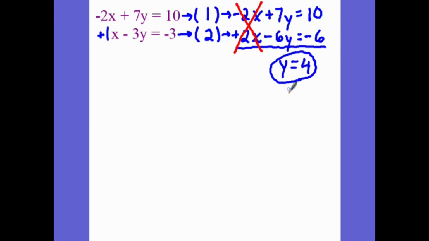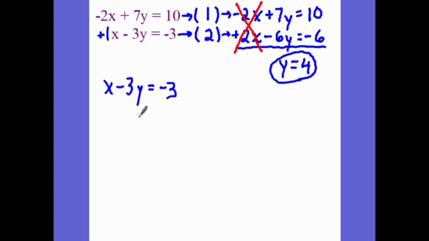My next step is to go back into one of the two original equations. I don't care which one. However, I'm going to tell you it's going to be easier if you have a letter without a number touching it, or in our case with a 1 touching it. So we're going to pick that bottom equation because it's going to be easier. So x minus 3y equals -3 is the equation I chose. Again, you could choose the other one and it won't make any difference. It'll just be a little harder.